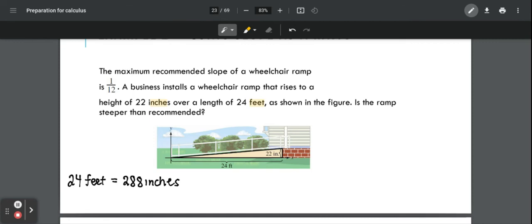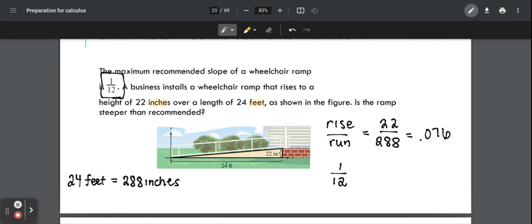And so if we set up the ratio of the rise over the run, we know that the rise to run is 22 inches over 288 inches, which if you were to calculate that as a decimal is 0.076. The recommended wheelchair ramp shouldn't be any more steep than 1/12. So if you think about what 1/12 is as a decimal, it is 0.083.